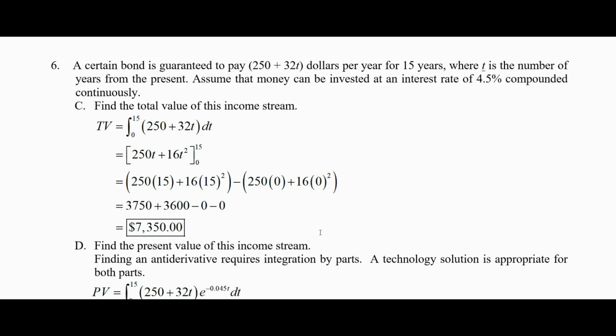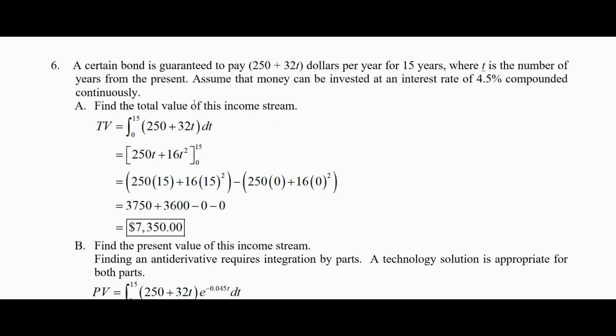A certain bond is guaranteed to pay $250 plus 32t dollars per year for 15 years, where t is the number of years from the present. So each year, this bond is paying off a little bit more, and it's doing it as a continuous flow of money. And assume the money can be invested at an interest rate of 4.5% compounded continuously, which is today's rates. That's a pretty good return on your investment. But find the total value of the income stream.